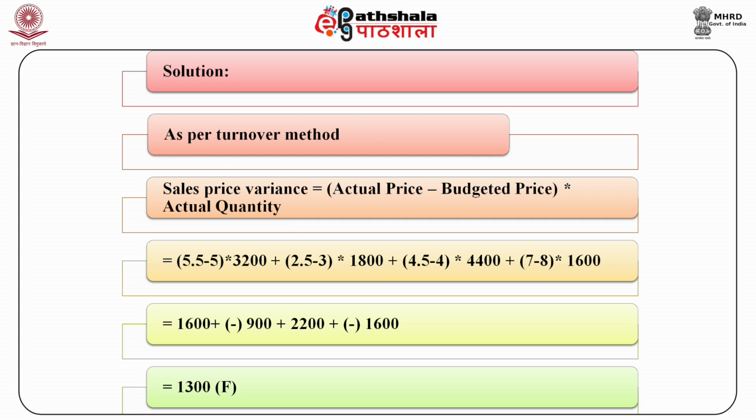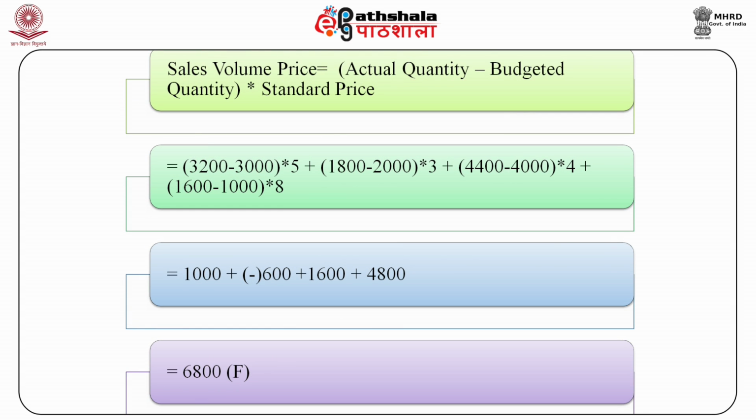sales price variance is equal to (actual price minus budgeted price) multiplied by actual quantity, that is (5.5 minus 5) multiplied by 3200 plus (2.5 minus 3) multiplied by 1800 plus (4.5 minus 4) multiplied by 4400 plus (7 minus 8) multiplied by 1600. This gives us 1300 (F).